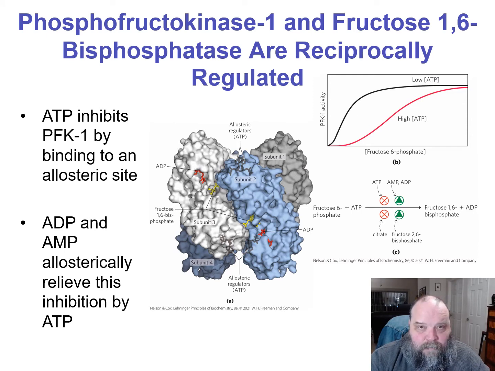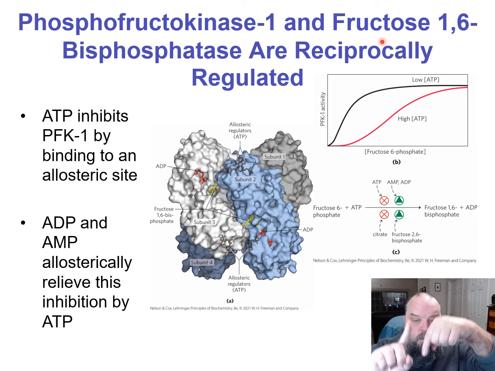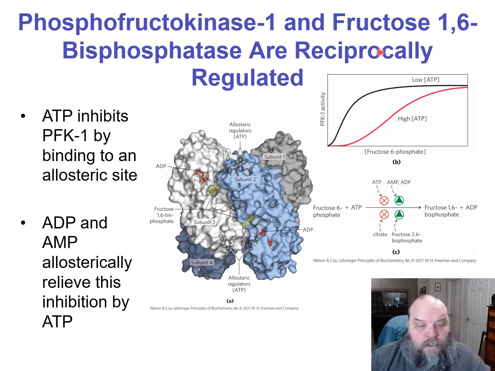This enzyme is one of the major steps in glycolysis. Its reciprocal in gluconeogenesis is pushed by fructose 1,6-bisphosphatase. Remember, this takes off the phosphate group on carbon 1, releasing that inorganic phosphate. So these are working in opposite directions from each other.